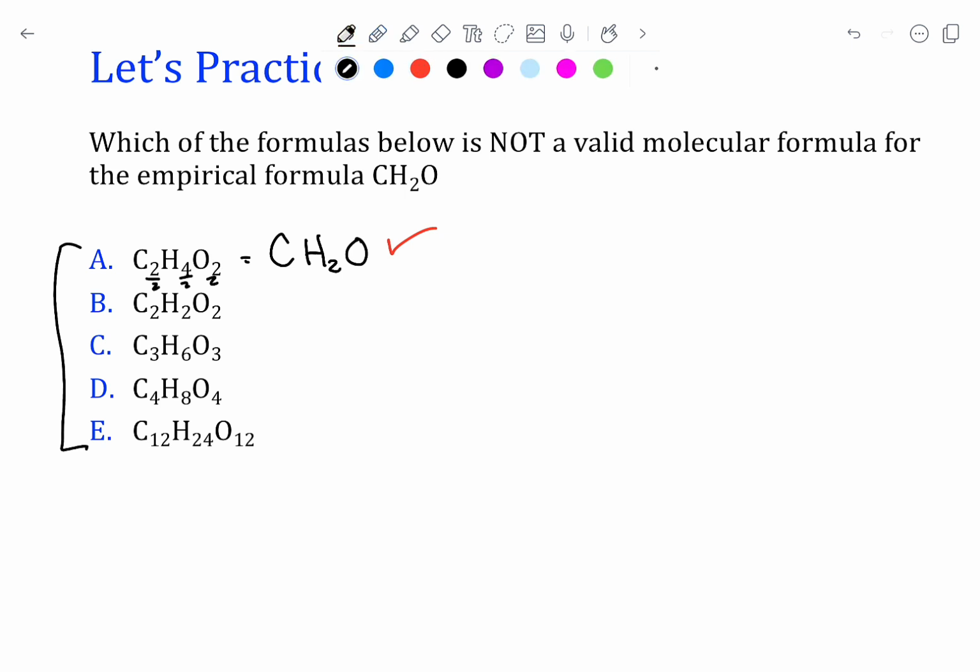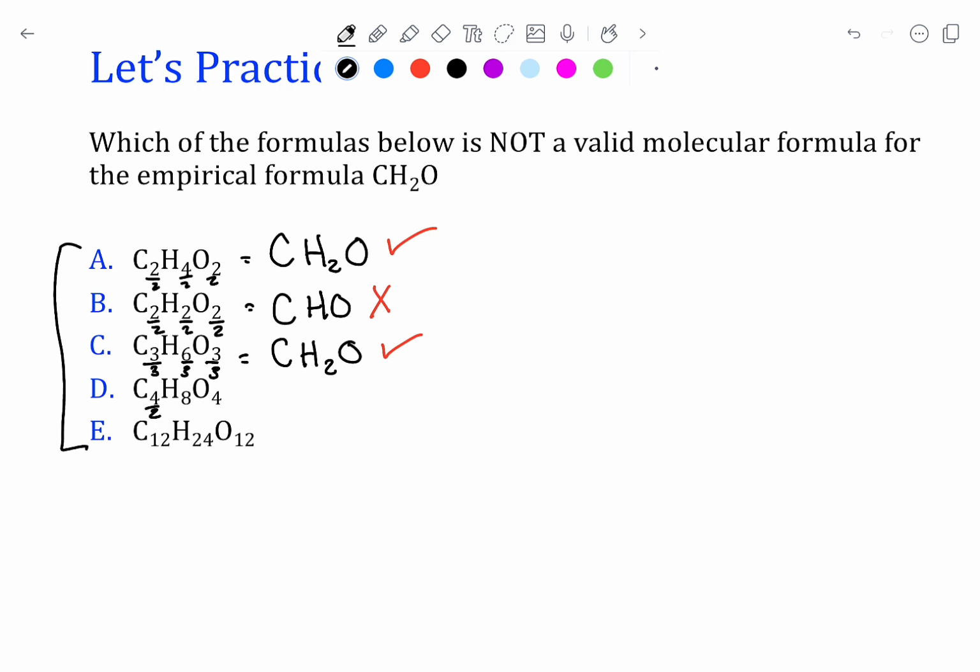Okay, what about B? C2H2O2. Let's divide all of those by 2, and that gives us an empirical formula of CHO. That does not match our empirical formula of CH2O. Next we have C3H6O3. We can divide all of those by 3, and that gives us CH2O. That matches. Perfect.